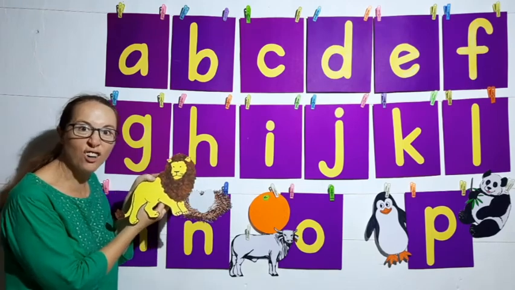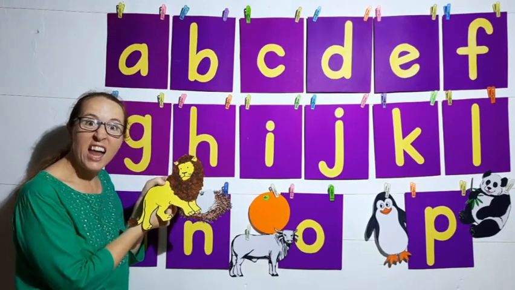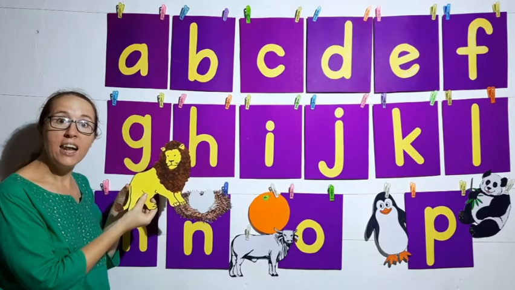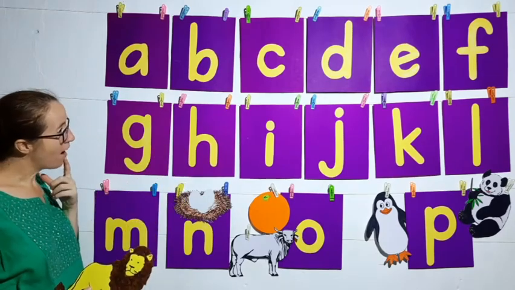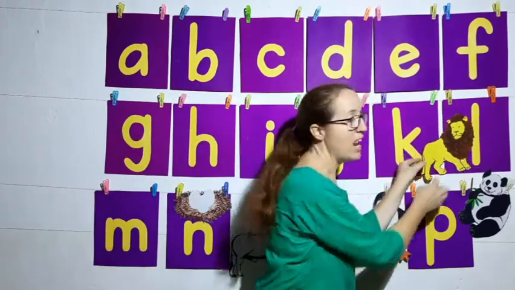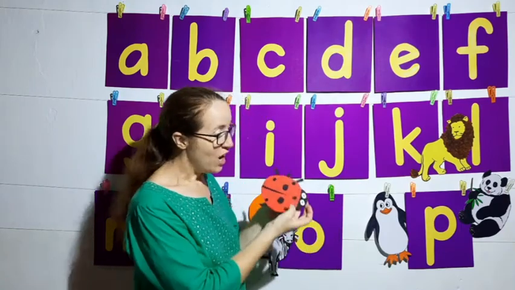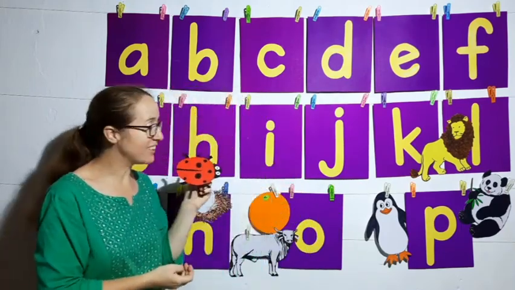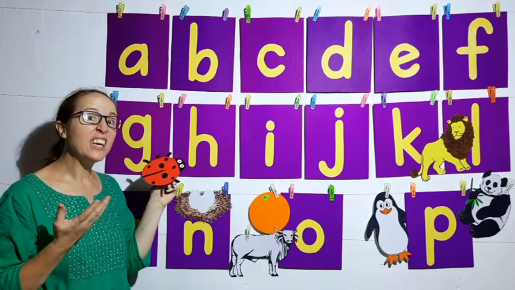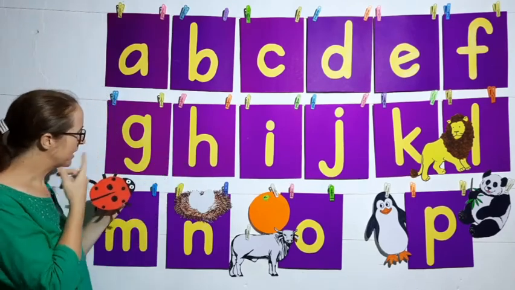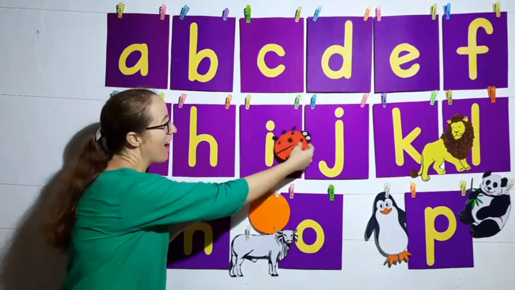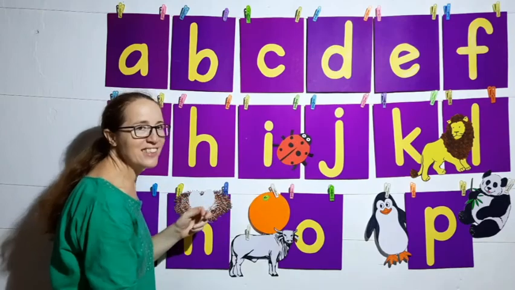Look. A lion. L. Lion. Which letter makes the L sound? G? No. I? Insect. I for insect.